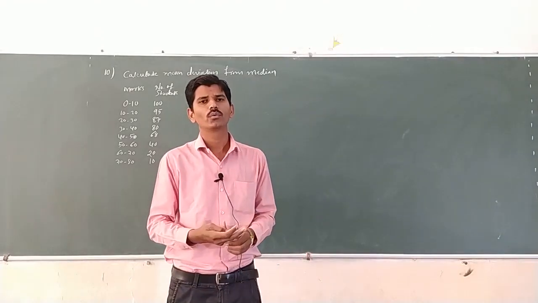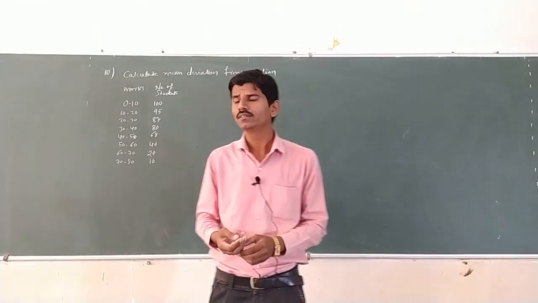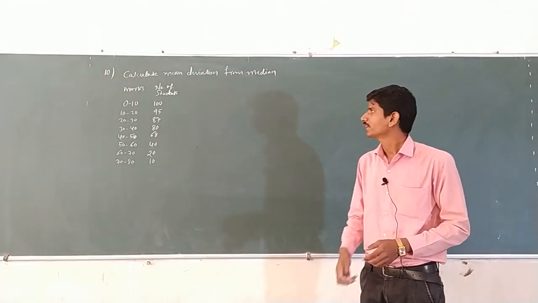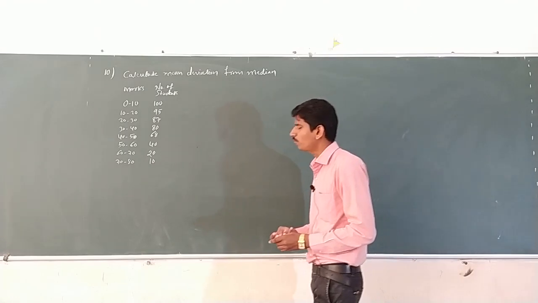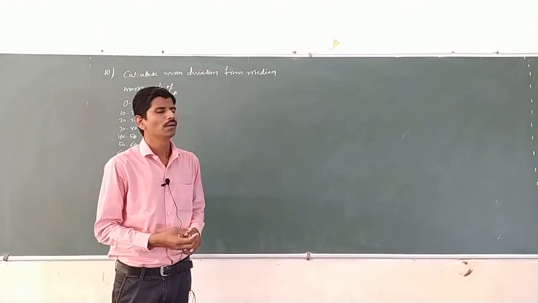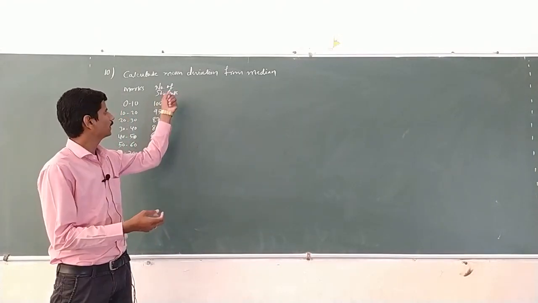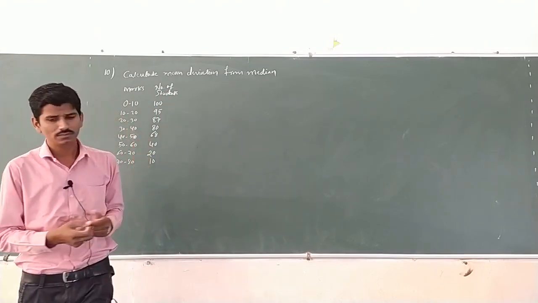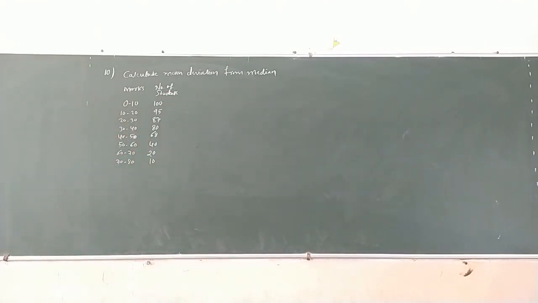coefficient of variation. Here the 10th problem is: calculate mean deviation from median. Here they are given marks with respect to number of students.